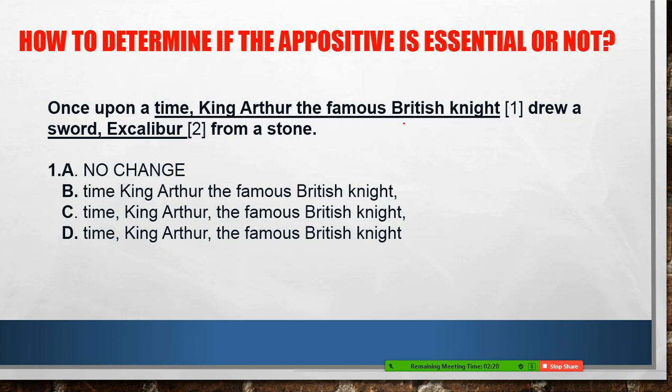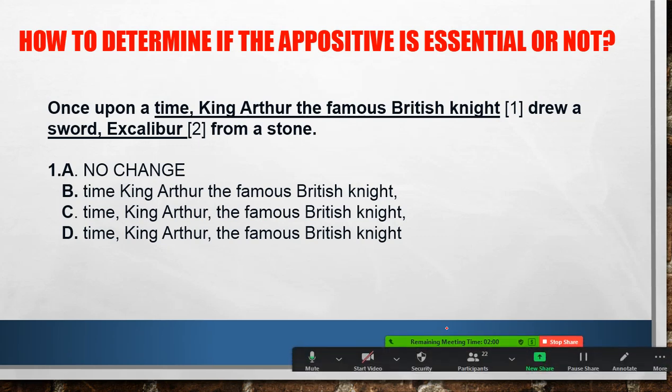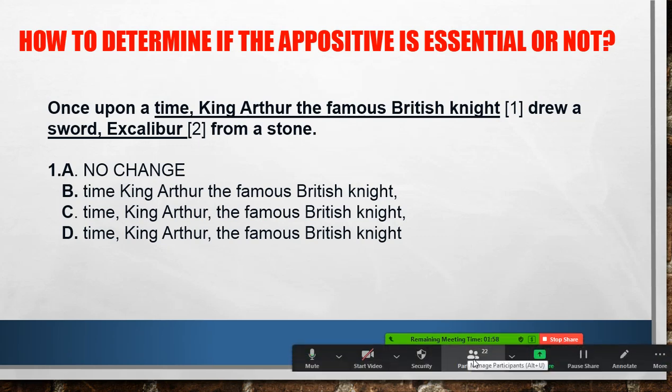Let's go to the first part, the first underlined part. Does it need a change or not? If it needs a change, which one of the three choices is the suitable answer? Zina. Yes, miss. Go on. Once upon a time, King Arthur, the famous British knight, drew a sword Excalibur from a stone.